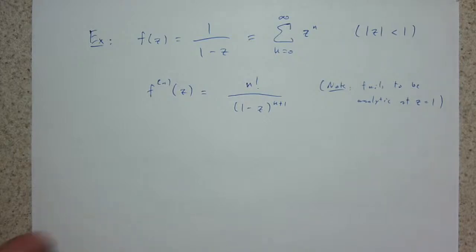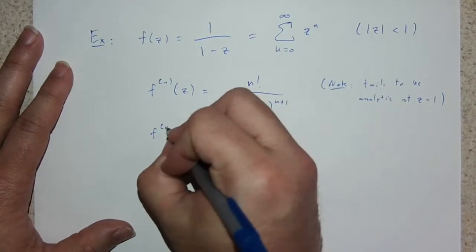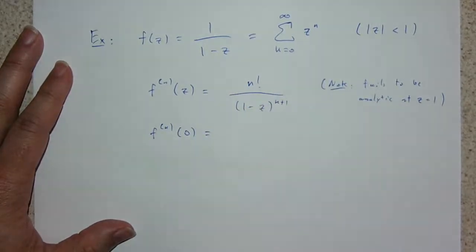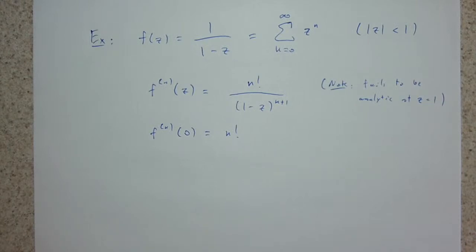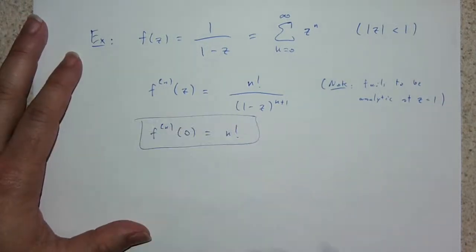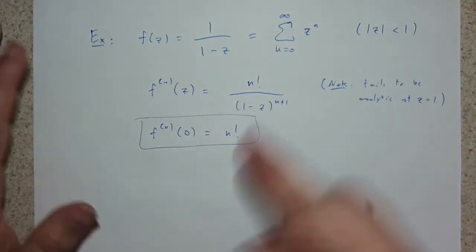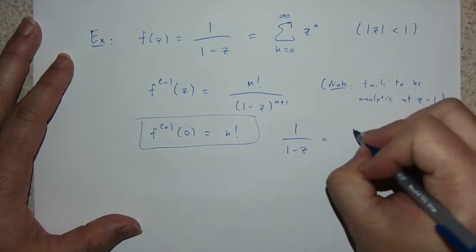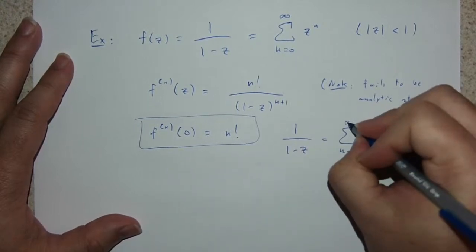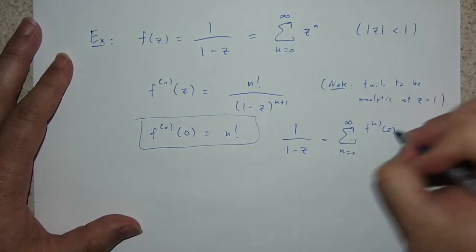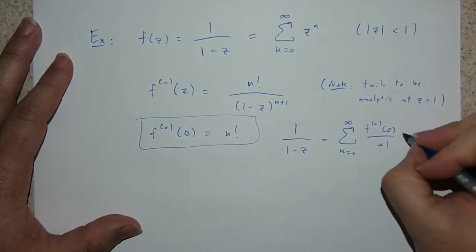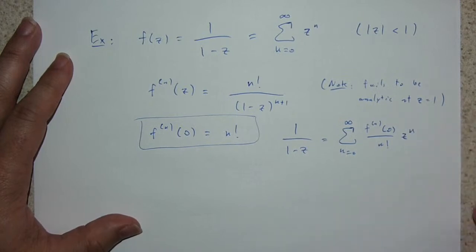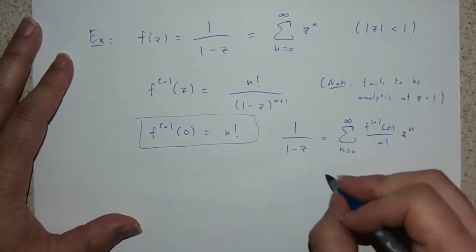And so, notice that the nth derivative at 0 is just going to be n factorial. Right, from this. And so if we try to use Taylor's theorem here for this Maclaurin series, this is going to be the sum from n equals 0 to infinity of the nth derivative at 0 over n factorial times z to the n here, because we're expanding about 0, so it's a Maclaurin series.